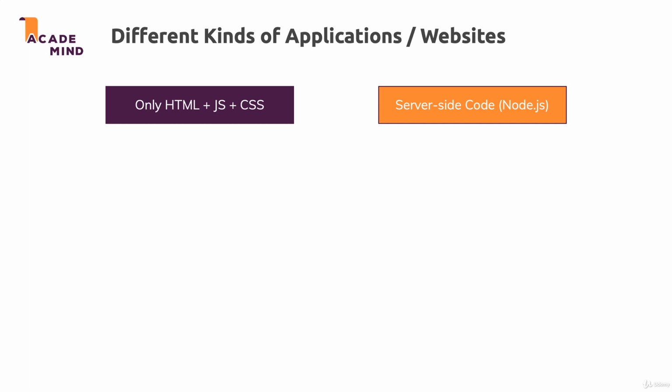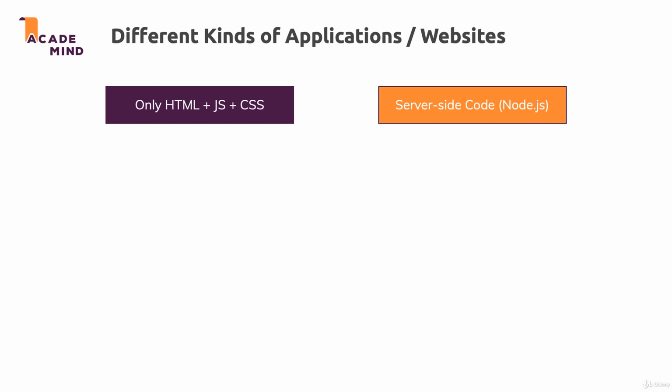Now, for server-side code, Node.js is not our only solution or our only alternative. We could write this code with PHP and so on, but since this course is about JavaScript and Node.js is a runtime for JavaScript, I of course picked Node.js here. So these are the two kinds of applications we have. One which only has client-side code, and one which might also have client-side code, but which also has code that needs to run on a server, like in this Node.js example.